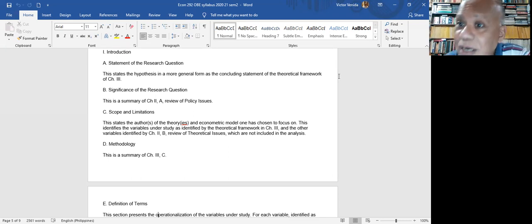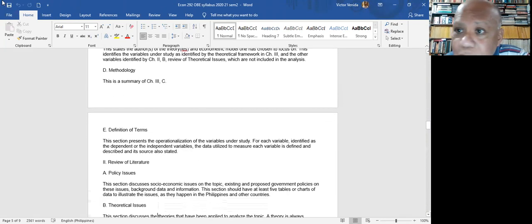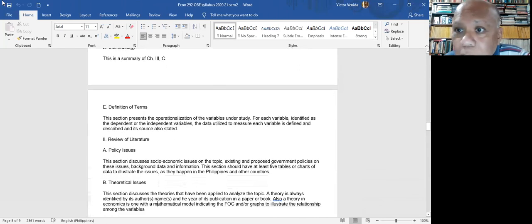The limitations are that you will not be discussing certain variables which you mentioned, because these variables were not covered by your theory or by your econometric model, but they were covered in the other theories and econometric models. Okay. Methodology is just a summary of chapter 3, section C, where you mentioned that the particular paper uses panel data regression using the model of so and so, and the data used to see. It can be in just 3 sentences or so.